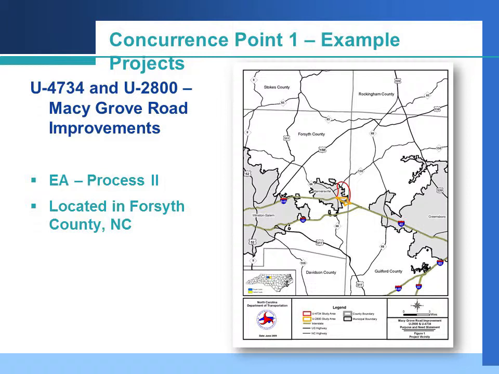The general need for the two projects, TIP Project U4734 and U2800, is to provide a direct link between I-40 Business and NC-150 northwest of Kernersville. The two projects are located on the Kernersville Thoroughfare Plan and form part of a planned loop around Kernersville.